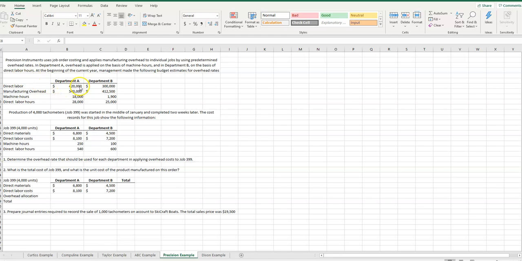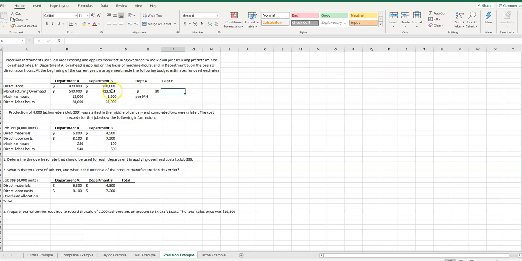So to determine rates for Department A and Department B, in Department A, we're going to use machine hours, and in Department B, we're going to use direct labor hours. So for Department A, we have total manufacturing overhead costs of $540,000, and we divide that by our machine hours of 18,000. That gives us a rate of $30 per machine hour for Department A.